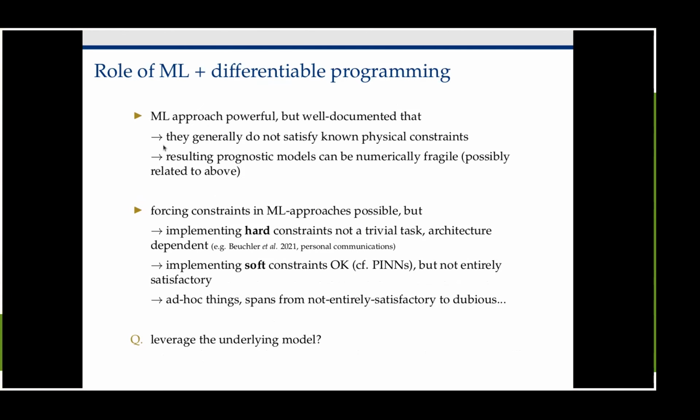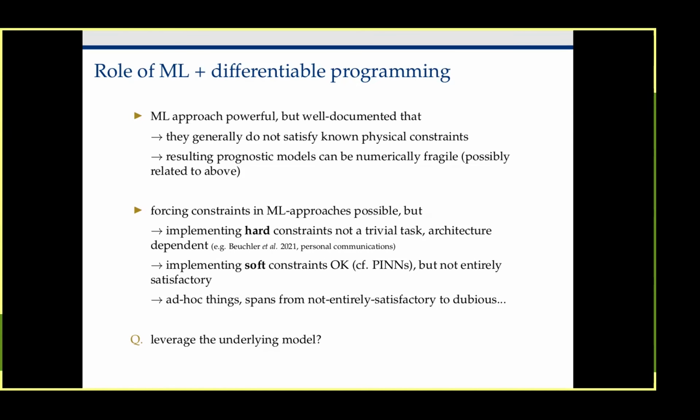Through things like the universal approximation theorem and so on, and there's a lot of very powerful computing machinery which enables machine learning to happen. But it is also well documented that, at least in climate modeling or some sort of physical principle modeling, generally they don't satisfy the physical constraints, and the numerical models that result from using the machine learning informed parameterizations tend to be quite fragile, possibly related to the fact they don't satisfy constraints.